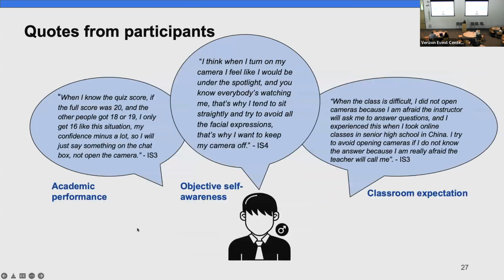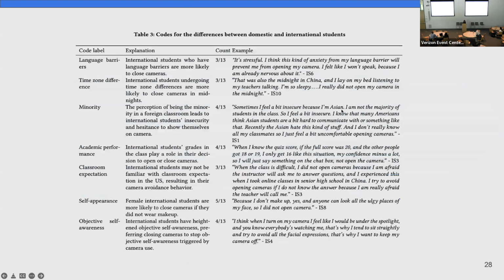And also, there are three quotes from our participants that illustrate how academic performance, objective self-awareness, and classroom expectation impacted their camera usage. And this is a quote table between domestic and international students. And also there is a code that I didn't mention before, self-appearance. We noticed that most female participants we interviewed in this study mentioned that if they didn't wear makeup, they would never open their cameras. But if they wear makeup, they would be more likely to open their cameras.